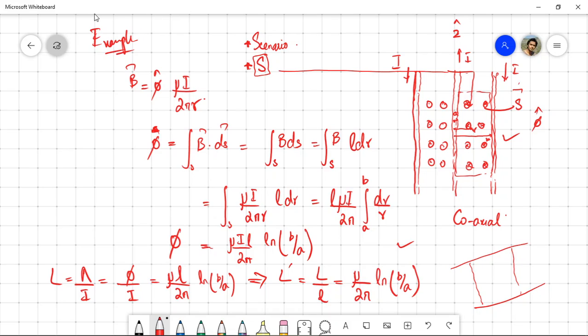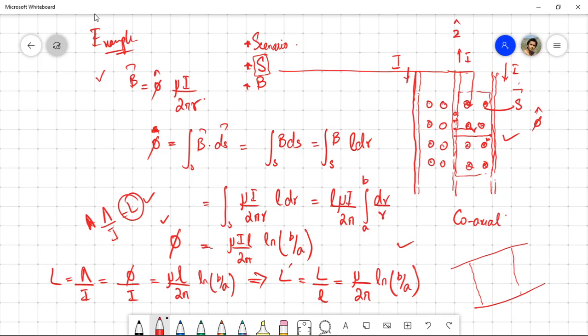And once you have these two things, we need to know the value of B for that particular scenario. Okay, so now we have B, we have S, then it is very easy for us to calculate the value of B dot ds. We'll integrate this accordingly, and we'll have the value of phi. Once we have the value of phi, we'll have the value of magnetic flux linkage, capital lambda. And once we have capital lambda, we'll divide that by the amount of current flowing through that conductor, and as a result we will find the value of self-inductance.